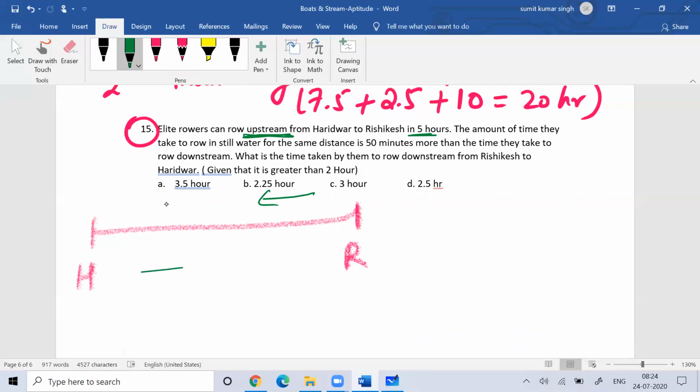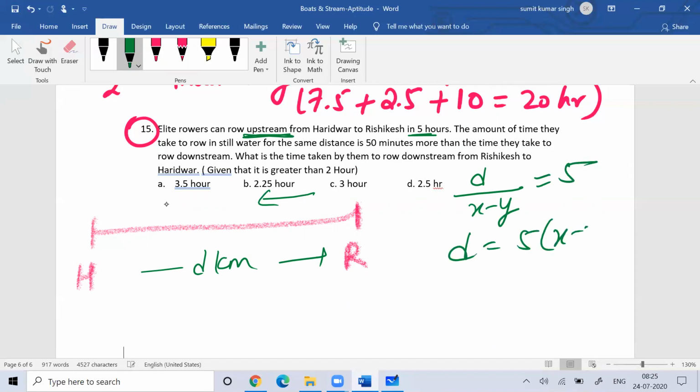The distance is not given. Suppose the distance is d kilometers. So d by x minus y is given to you as 5 hours. You can know d equal to 5 into x minus y. So this is given to you. Elite rowers can row upstream from Haridwar to Rishikesh in 5 hours.